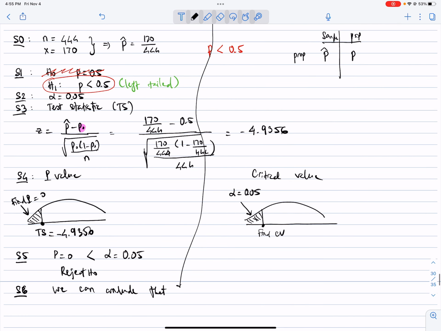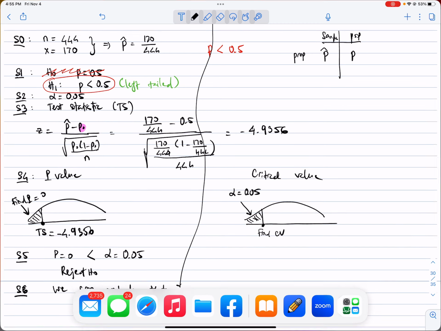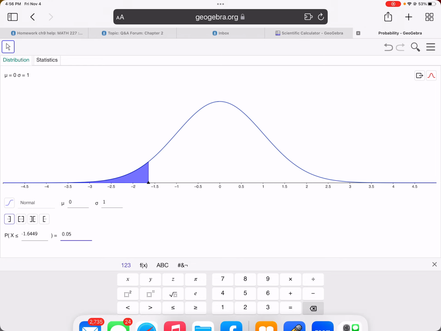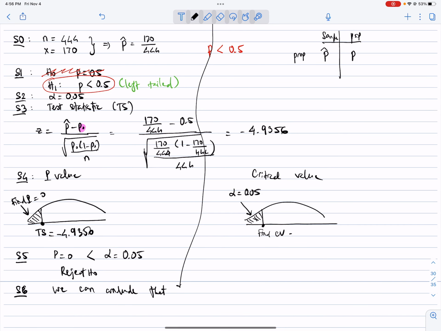For the critical value method, we will input 0.05, and we see that it is negative 1.64 for the critical value. Now the blank region is do not reject the null, and the shaded region is reject the null.